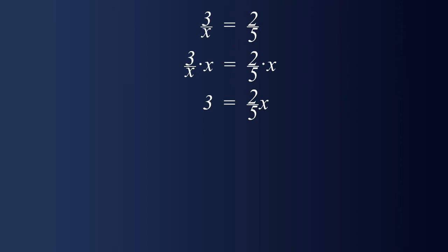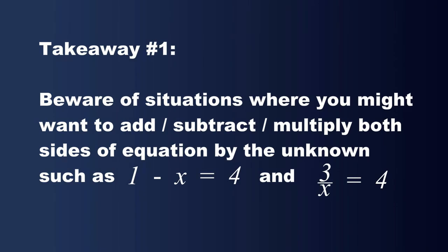Next, we only need to multiply both sides by 5 over 2 to get the answer. To sum up, when you see equations that contain subtracting an unknown or dividing by an unknown, it might be beneficial to add or multiply both sides of the equations by that unknown.